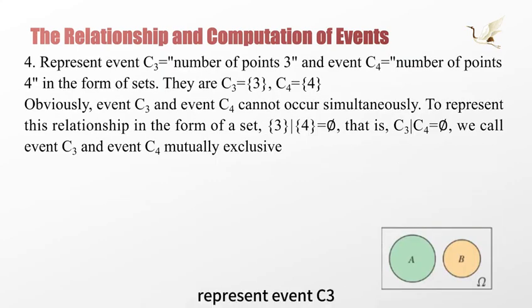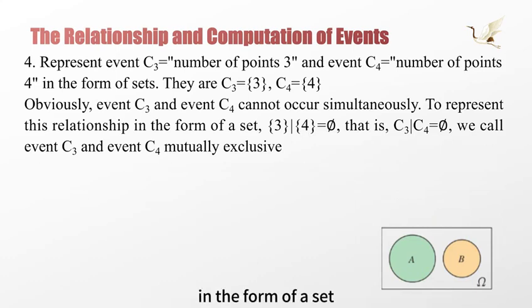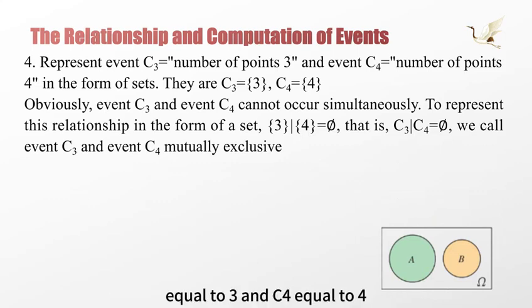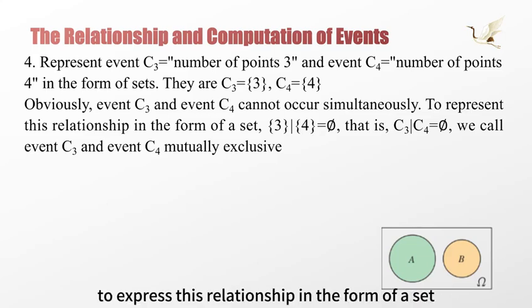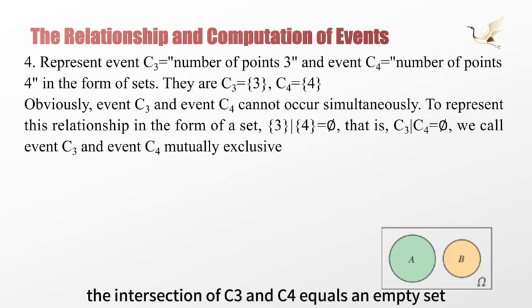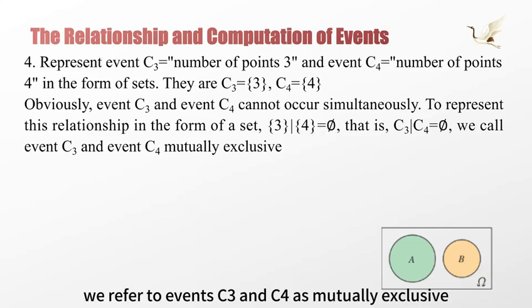Fourth, represent event C3 as equal to point 3 and event C4 as equal to point 4 in the form of a set. They are the sets composed of elements: C3 equals {3} and C4 equals {4}. Obviously, event C3 and event C4 cannot occur simultaneously. To express this relationship in the form of a set, the intersection of set {3} and set {4} equals an empty set, that is, the intersection of C3 and C4 equals an empty set. At this point, we refer to events C3 and C4 as mutually exclusive.